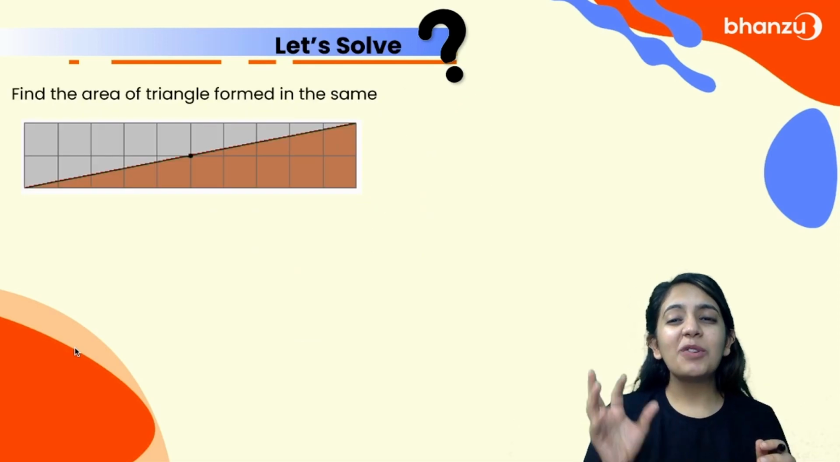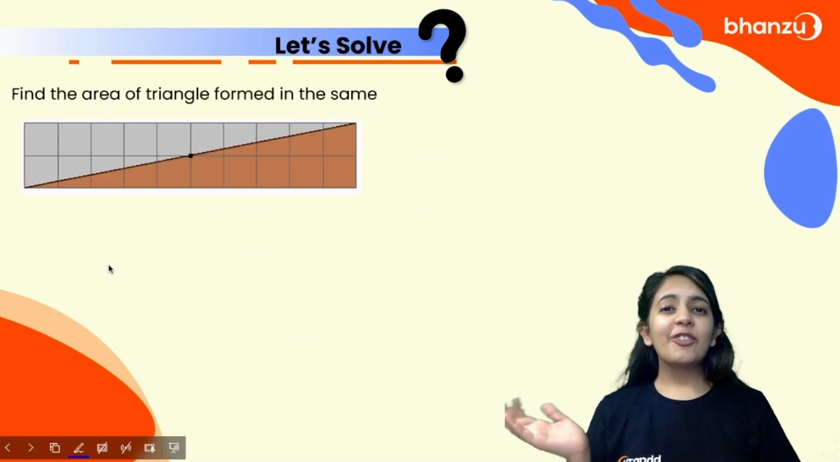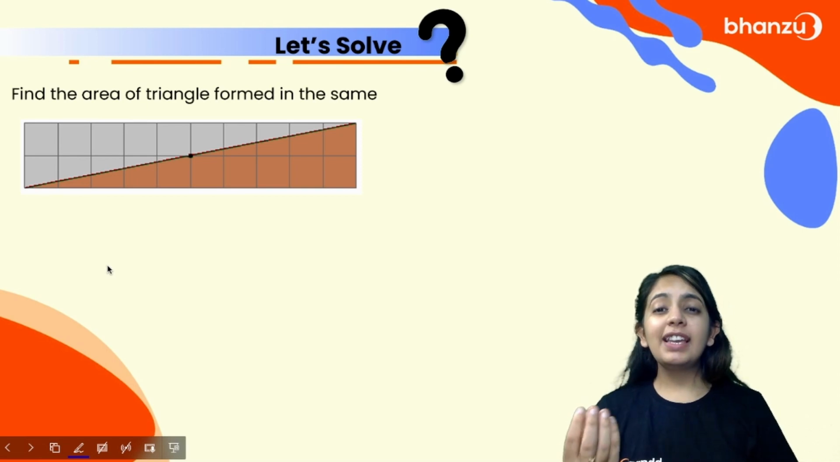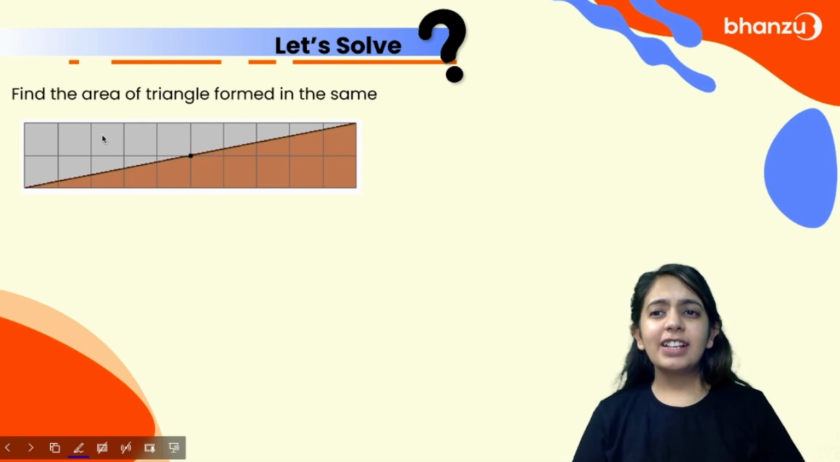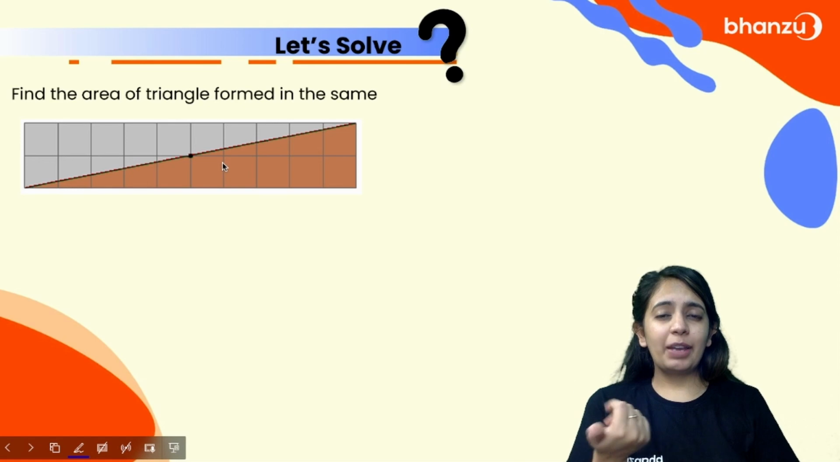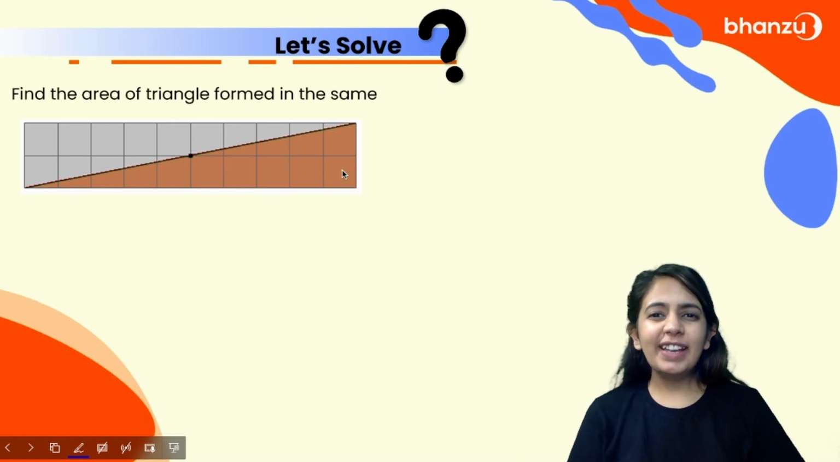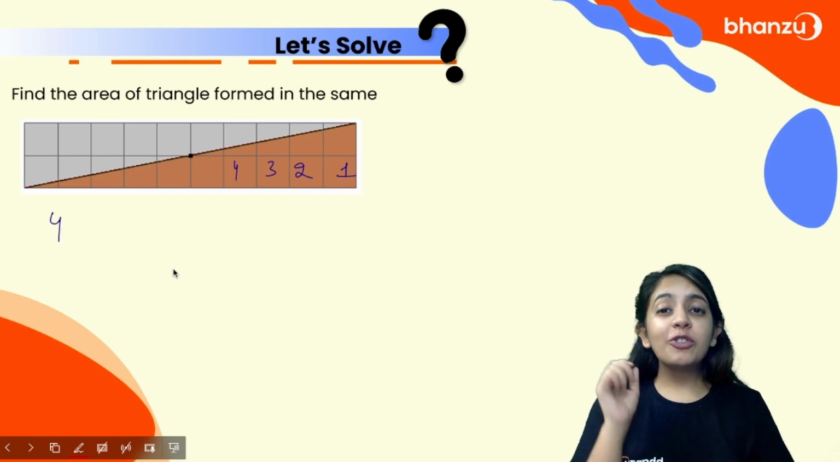Okay, now tell me, what is the area of triangle formed in this shape? For that, first we have to count how many full square boxes are there. So you can pick any of the triangle. You want to pick gray one, you can pick that one. Let's pick the brown one, okay? So that's 1, 2, 3, 4. So my dear, there are 4 full square boxes.